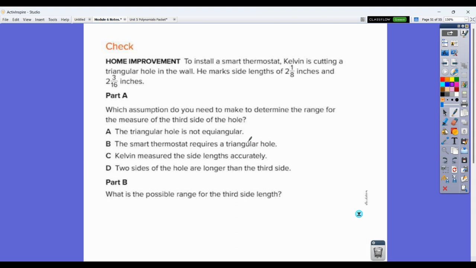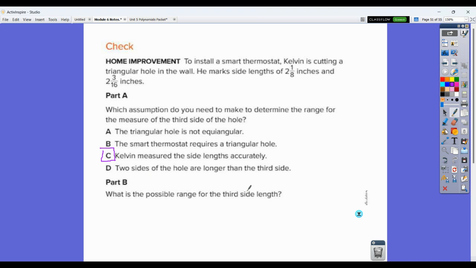The smart thermostat requires a triangular hole. We're doing the triangular hole in the wall. It doesn't have to require it, but that's what we're doing. And then Kelvin measured the side lengths accurately. This is the big deal, because if those aren't measured accurately, then we can't talk about the other side. Two sides of the hole are longer than the third side. That's not what is going on here.